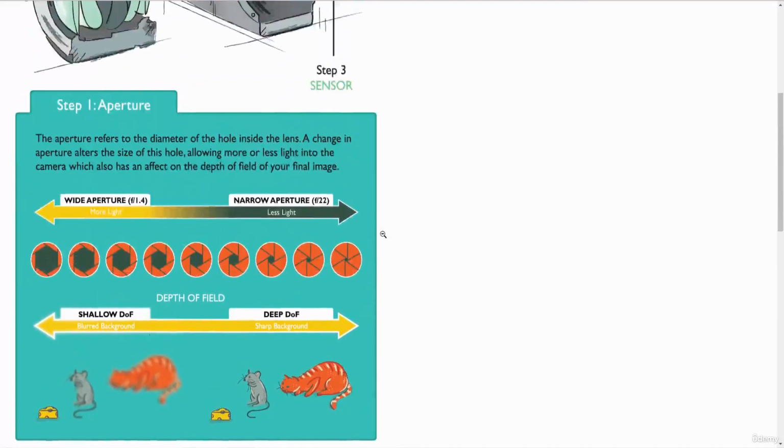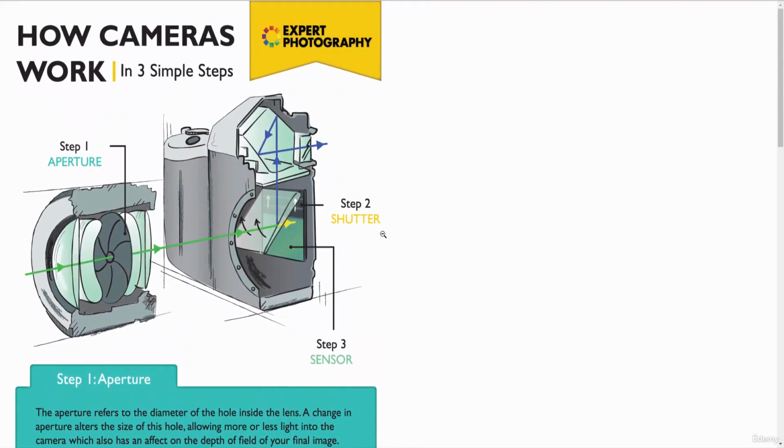Before we get into virtual cameras too much, I want to just explain how cameras in general work, because it's the same with a real camera as it is with a virtual camera. So I scoured the internet and found on expertphotography.com there's this cool infographic about how cameras work in 3 simple steps, and this really is a good infographic.